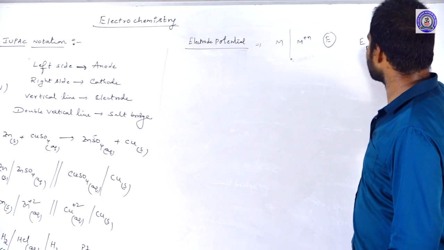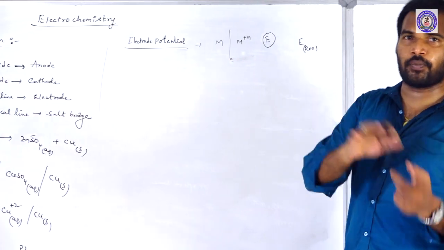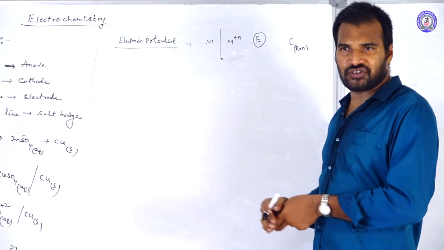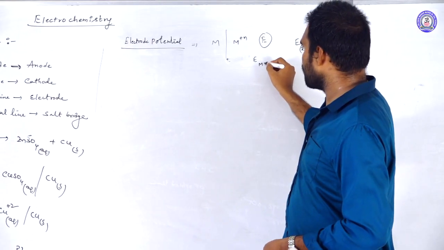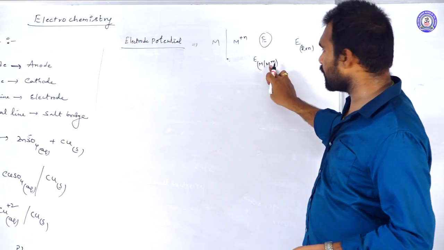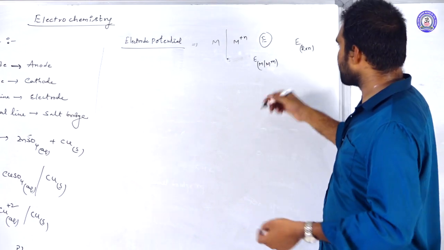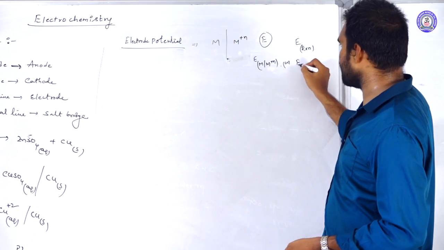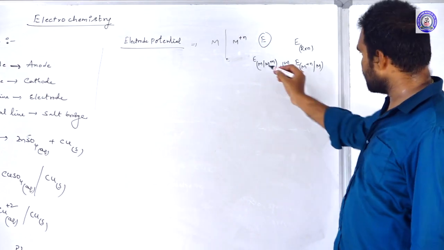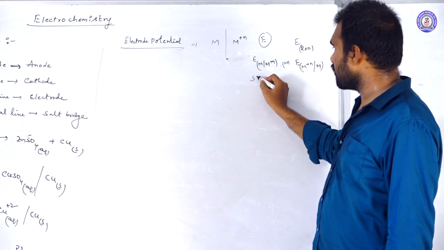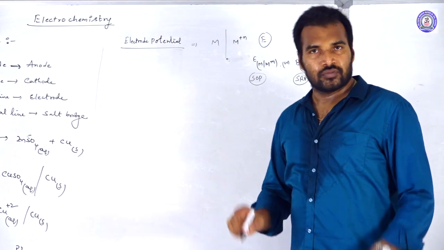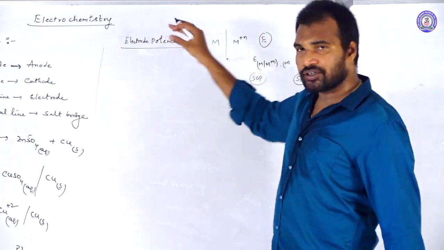and here the reaction can be an oxidation reaction or a reduction reaction. For example, if it is an oxidation reaction, how will we write it? E of M, M to M^n+. This indicates M becoming M^n+, which means oxidation. If it is a reduction reaction, how will we write it? E of M^n+, M. So here one point: this is the oxidation potential, and this is the reduction potential. That point you should remember. This is the electrode potential.